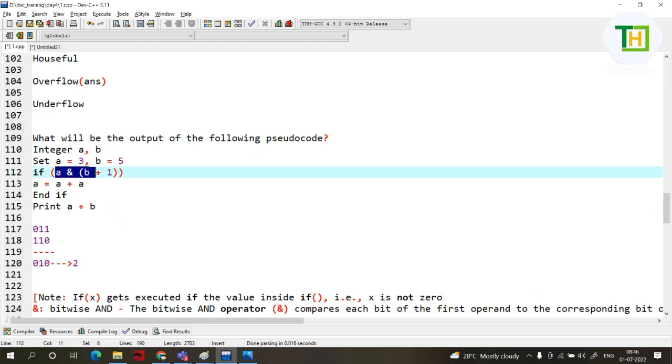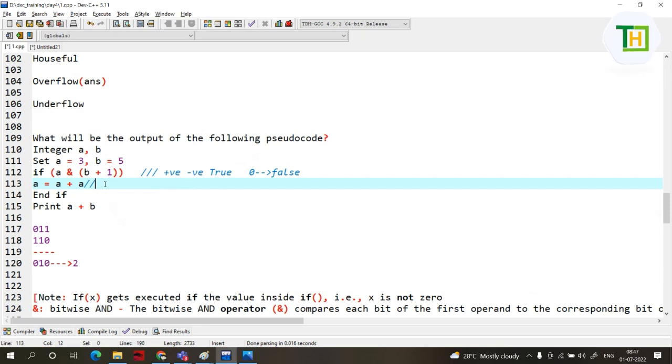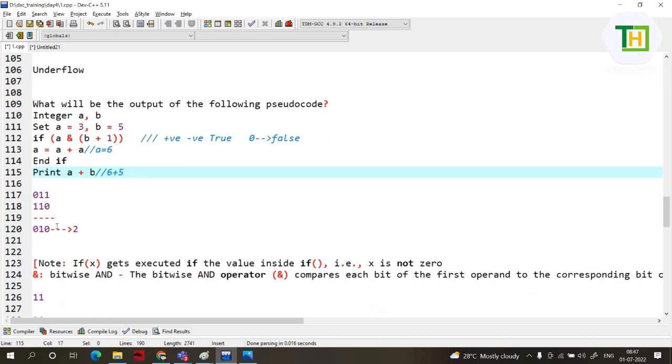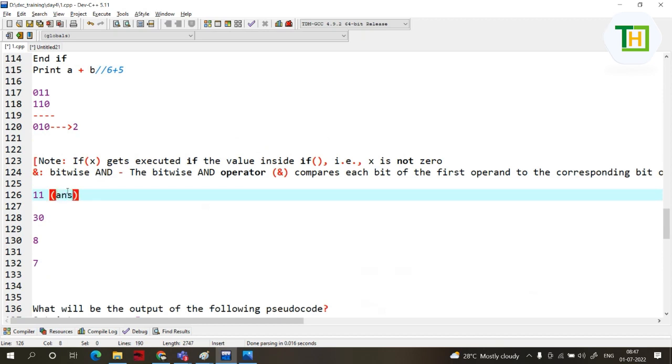If of 2, I already explained that any positive or negative number indicates true. Only 0 represents false here, right? That's why if of 2 indicates true, and it moves here. A is equal to A plus A, then A becomes 6. Coming to this position, A value is 6, and B value is not modified, B value is 5 only. 6 plus 5 is going to be 11, it is going to be printed. The answer is going to be 11 here.